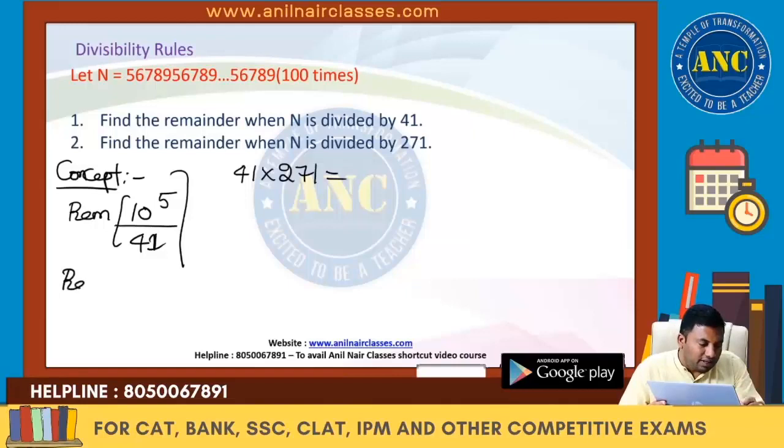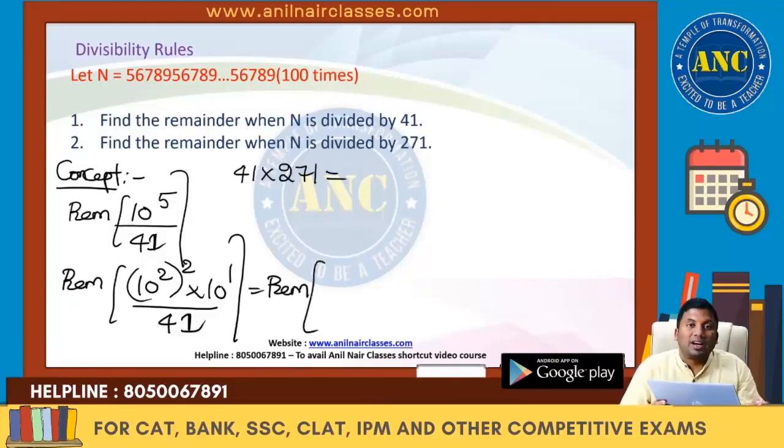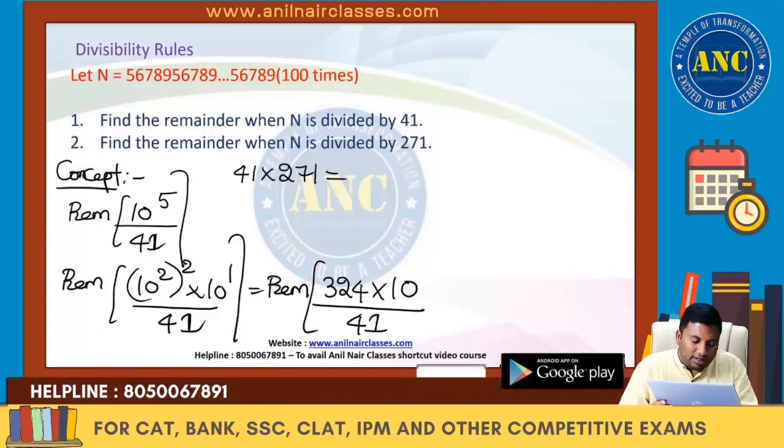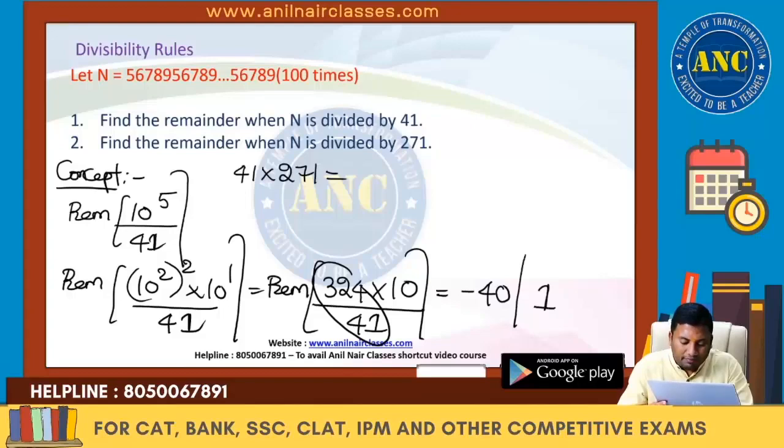Now, 10 power 5 is nothing but 10 square whole square into 10 power 1, divided by 41. 10 square is 100. 41 twos are 82, leaving 18. 18 square is 324 into 10, divided by 41. 41 eights are 328, so 324 is minus 4, times 10 is minus 40. Minus 40 is nothing but 1. Are you all with me?